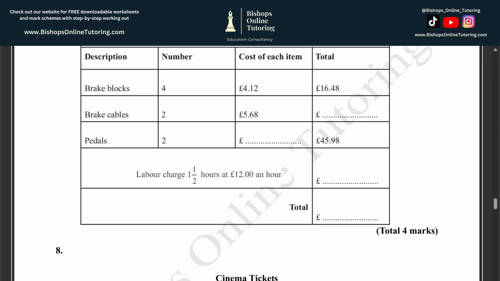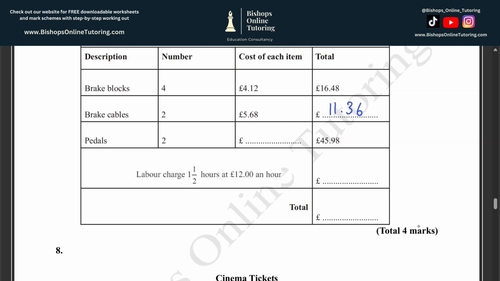Okay, here we have a bill from Michael's Cycle Repairs. So this is one of the easiest types of questions you can ever get in the exam because all you're doing is filling in the blanks. For example, with this row over here, we've got 2 brake cables at £5.68 and we don't know how much that comes out to. So all we're going to be doing is £5.68 times by 2, which gives us £11.36.